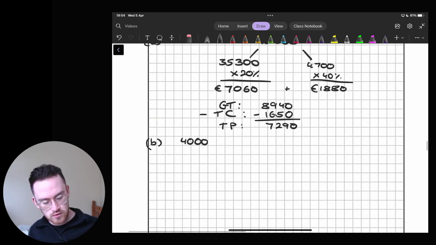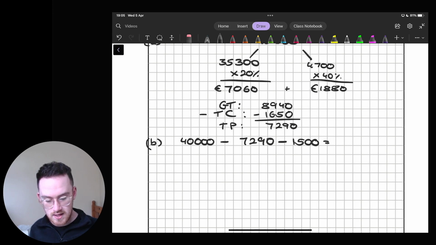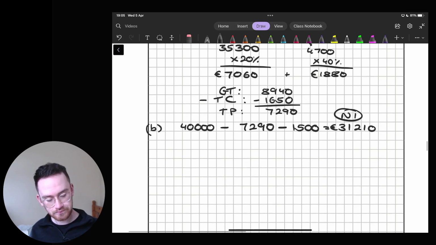So she starts off with her 40,000, she pays her tax 7,290, she pays her health insurance 1,500. So taking those both away, we get 31,210 euro, and that is her net income for the year.